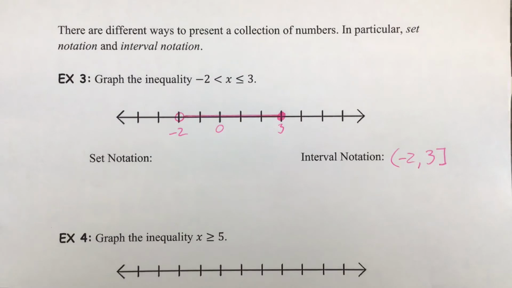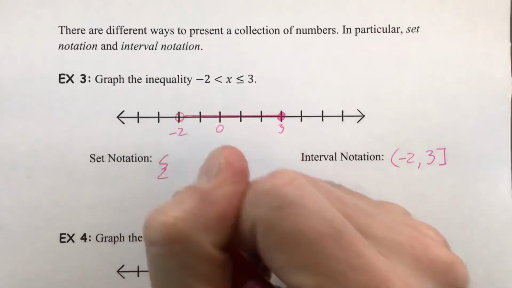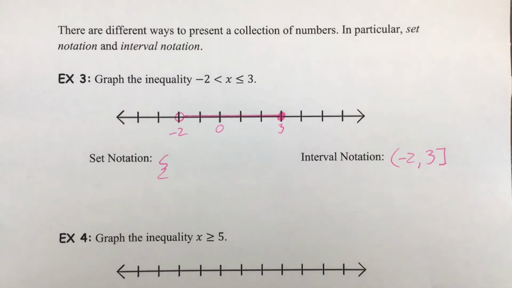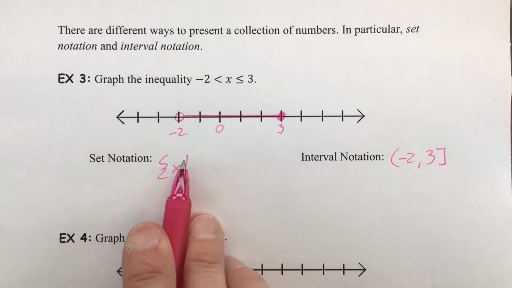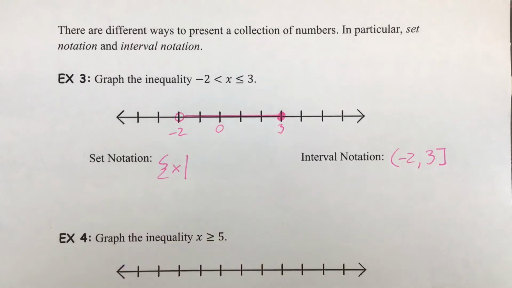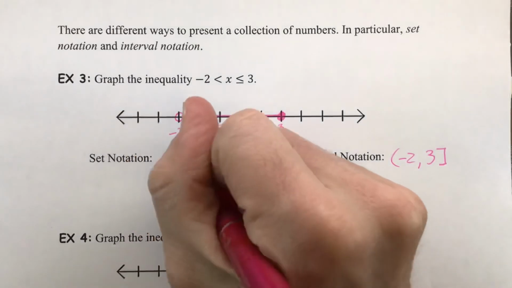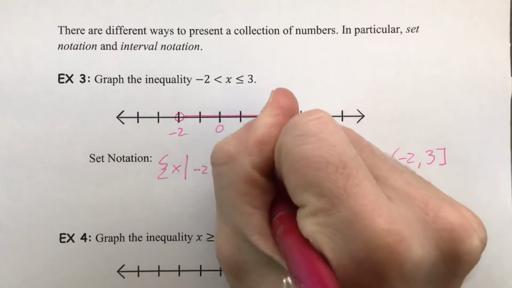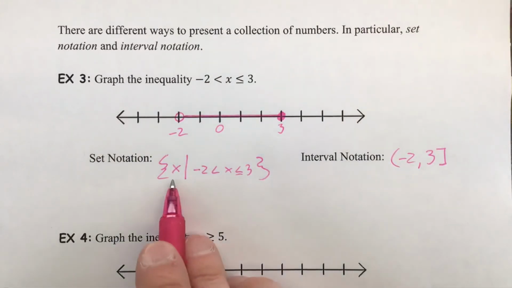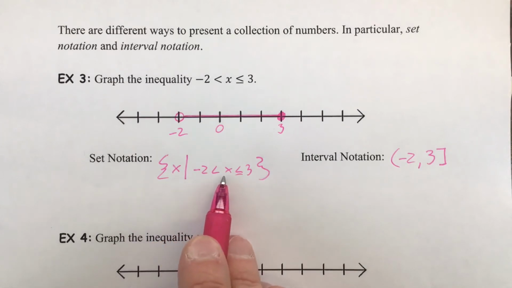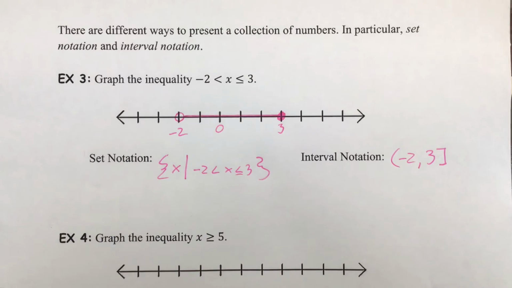All right, for set notation, you're going to use braces. You're going to start with braces. You're then going to identify your variable, which is x. You're going to draw a long line like that. And so far, what this reads as is the set of x's such that. You can read that as "such that." It is the set of x's such that, and then afterwards, you describe what that set would be, which in this case is right here. It is the set of all x's such that negative 2 is less than x is less than or equal to 3. And that's it.